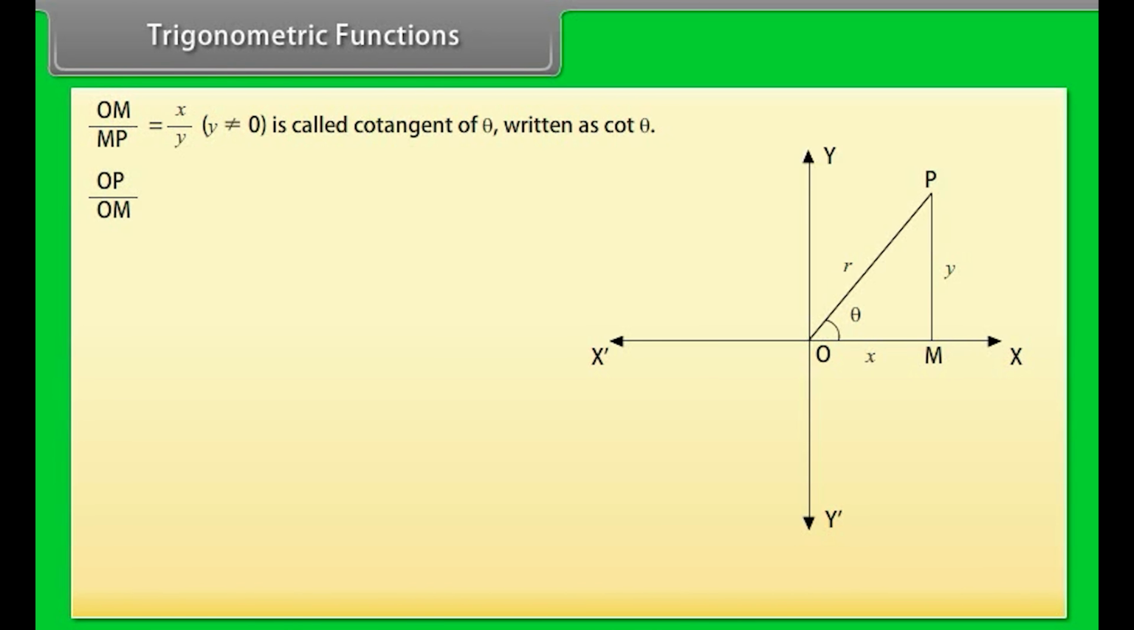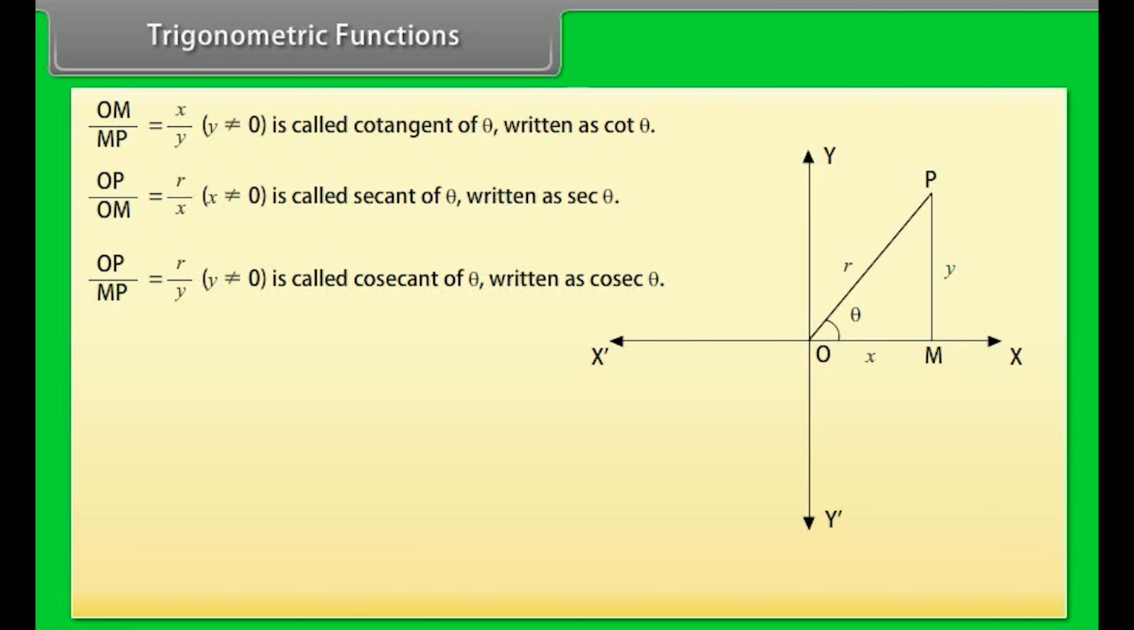OP by OM equal to r by x, x not equal to 0, is called secant of theta, written as sec theta. OP by MP equal to r by y, y not equal to 0, is called cosecant of theta, written as cosec theta.